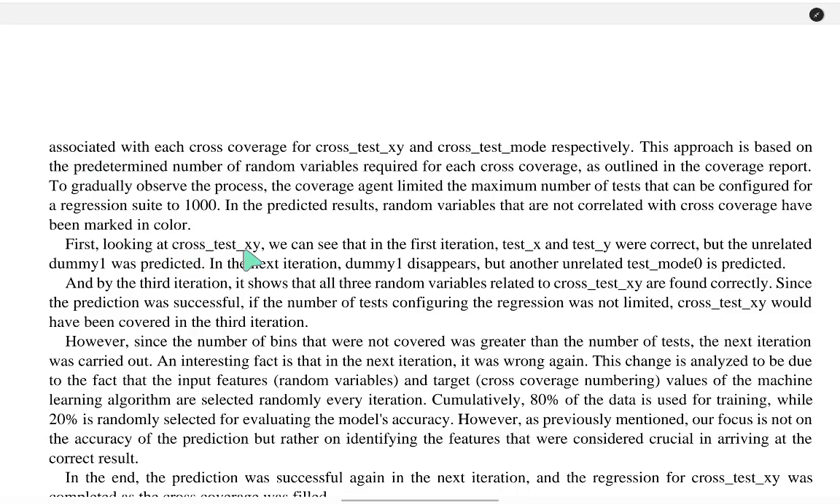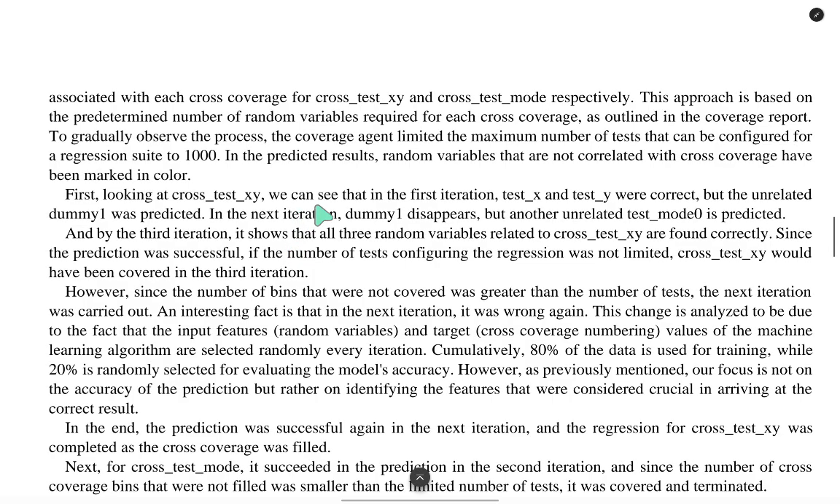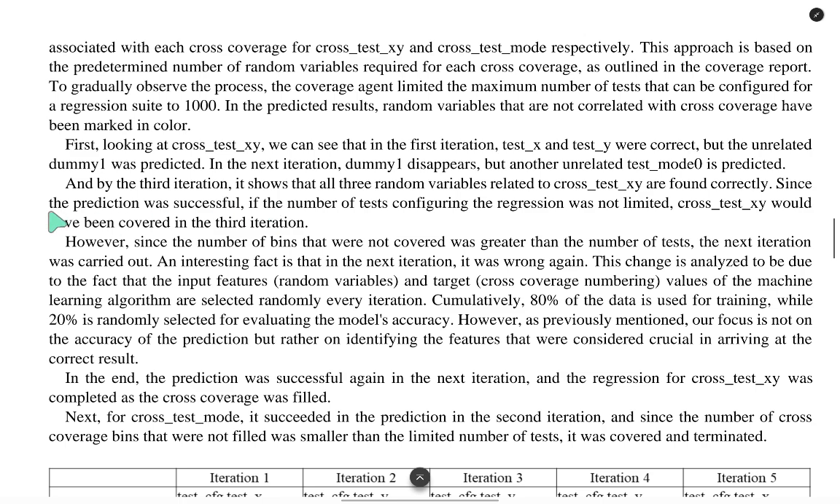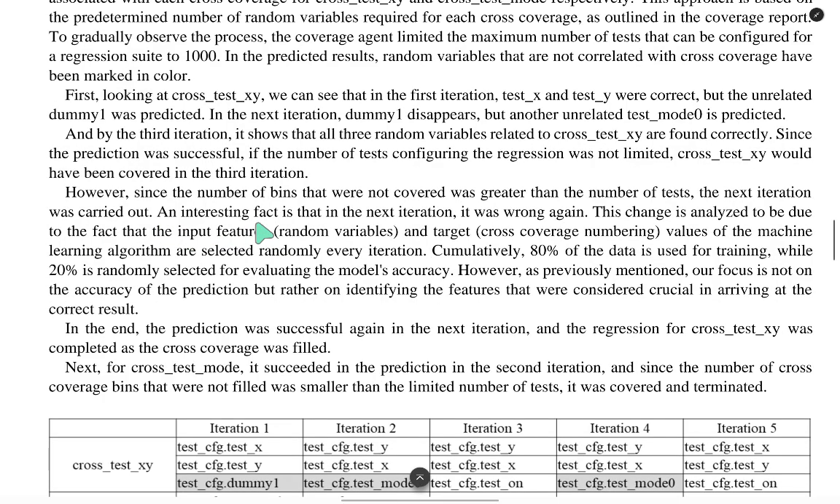First, looking at the cross_test_XY, we can see that in the first iteration, test X and test Y were correct, but the unrelated dummy 1 was predicted. In the next iteration, dummy 1 disappeared, but another unrelated test mode was predicted. And by the third iteration, the 3 random variables related to cross_test_XY were found correctly. Since the prediction was successful, if the number of tests configuring the regression was not limited, cross_test_XY would have been covered in the third iteration.